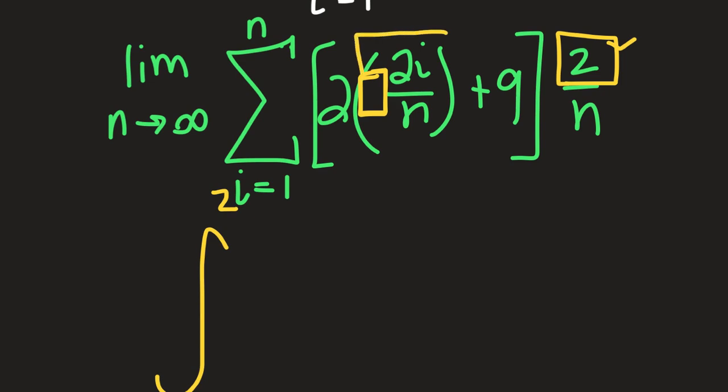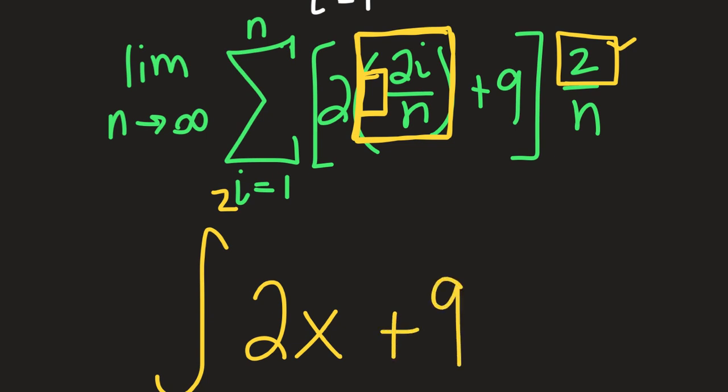Okay? Now, this part is your x value, right? That's our width of our rectangle. So that just becomes an x plus 9, and then we have our differential, our dx there at the end. Okay, so this specific limit of sums would be the integral from 0 to 2 of 2x plus 9.